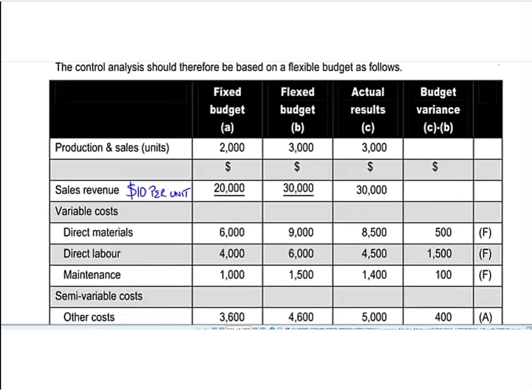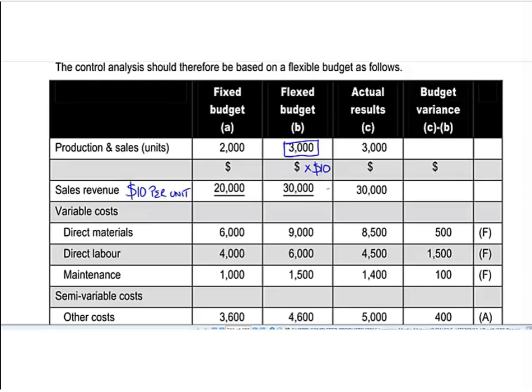Okay, so if we look at sales revenue, we can see that the fixed budget was expecting to have sales revenue of $20,000, and that was based on selling 2,000 units, so therefore $10 per unit, or 20,000 divided by our 2,000 units. If we look at the flex budget, we'll see the flex budget is now based on selling the 3,000 units. So if we take the 3,000 units in the flex budget and multiply it by the $10 per unit, we can see that we have a flex budget of $30,000 for sales revenue. So that's what we would expect to get from selling 3,000 units.